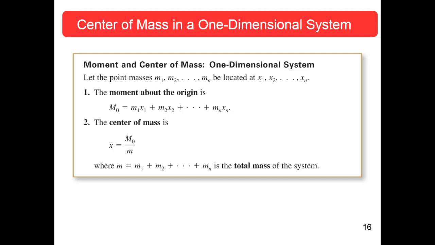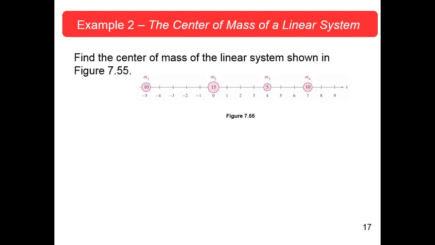Now this m here is the sum of all the masses, the total mass of the system. Okay. Now we're talking about individual discrete masses on the x-axis, basically. So here's example 2. Find the center of mass of the linear system, meaning it's along a straight line, shown in this figure. You do it. What would be your m sub 0, moment about the origin? Give it to me. The number inside is the mass, and the number at the bottom is the displacement. So what would that be?